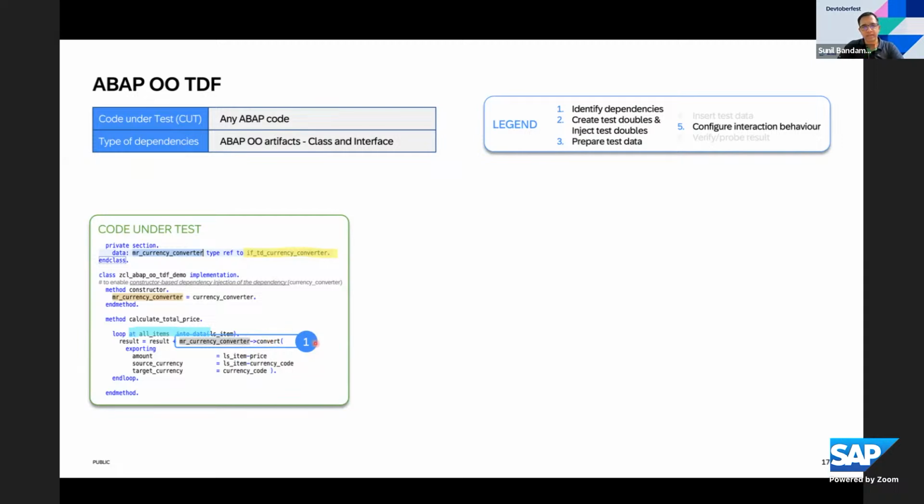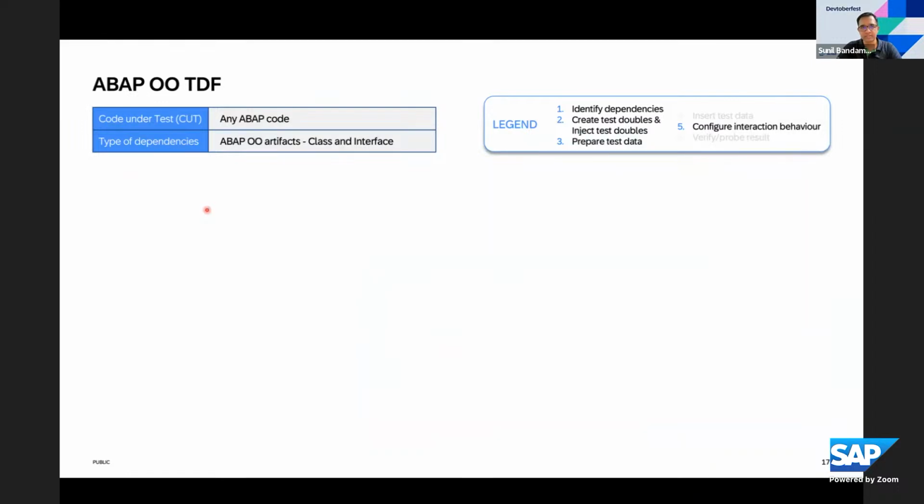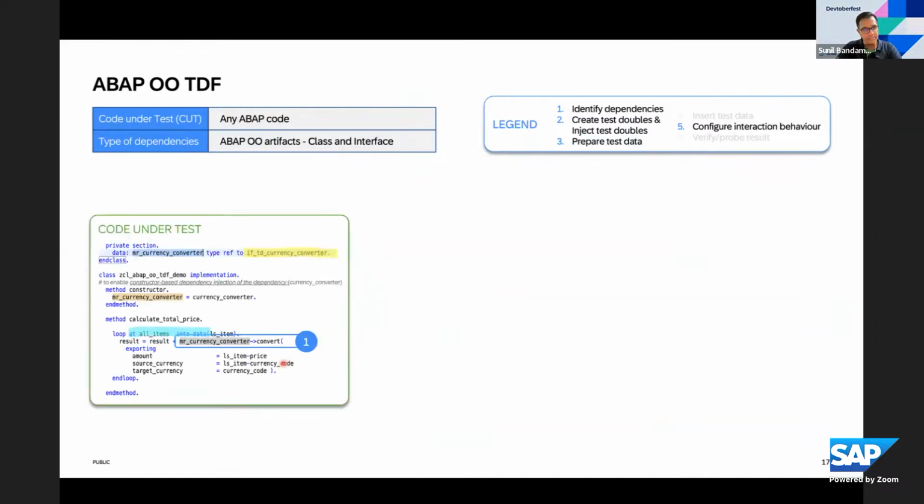Okay, so the one here represents, you can see the legend here. The legend here is basically these steps, just for your reference. So this is just to identify the dependencies. So I know that, okay, my piece of code that I want to test has this dependency on the currency converter. Now that I have identified the dependencies, I can now create the test double. So I know that this dependency is of type interface. So that means I have to use ABAP over TDF to isolate this dependency when I'm writing the test for calculate total price. So that's what I'm going to do now.